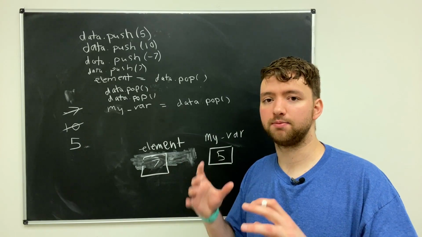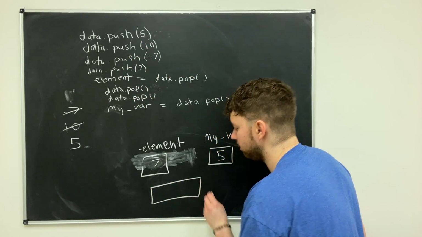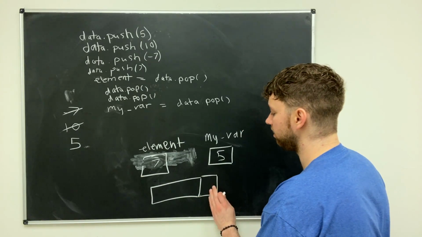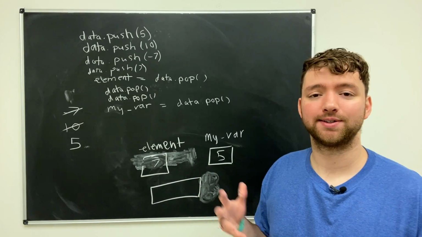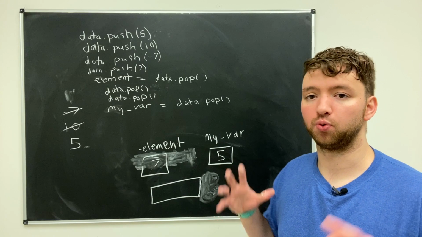The way to describe this without using these names is basically the ability to add an element to the end of the collection and the ability to remove it and return it. So those are the two general behaviors of a stack. Now let's talk about an example with Python.